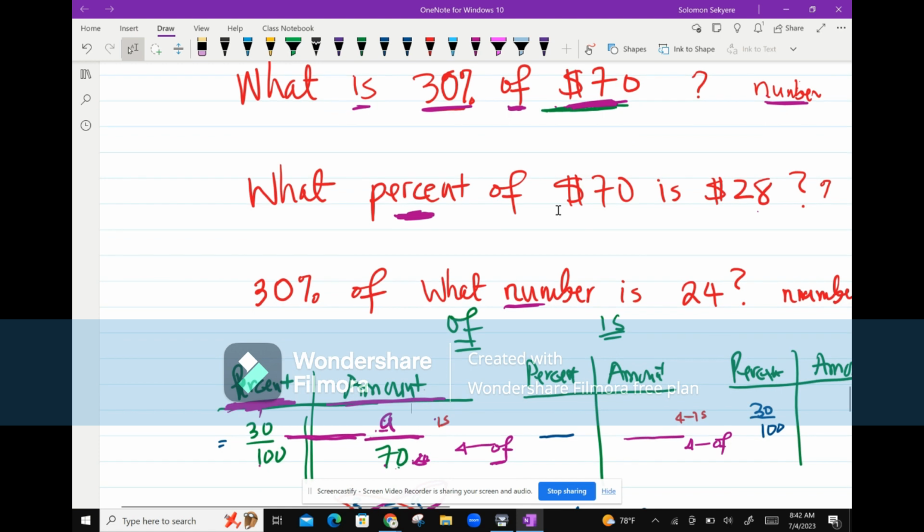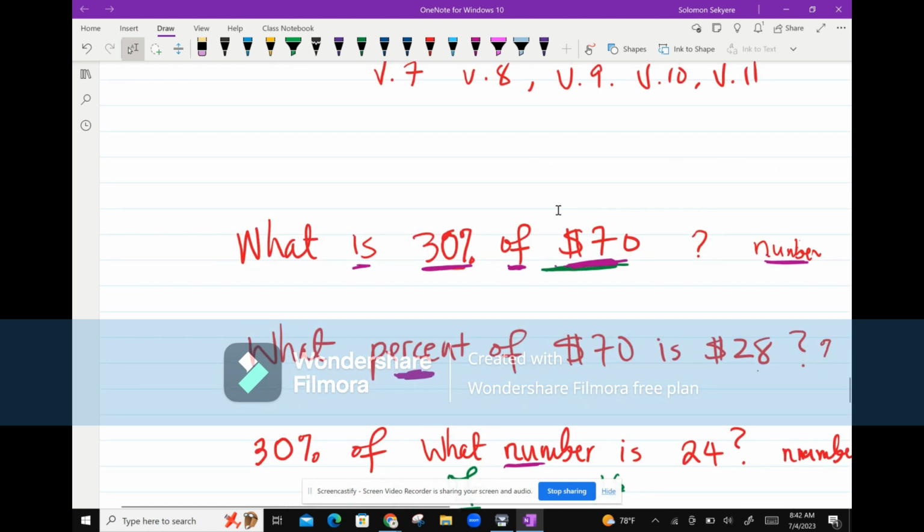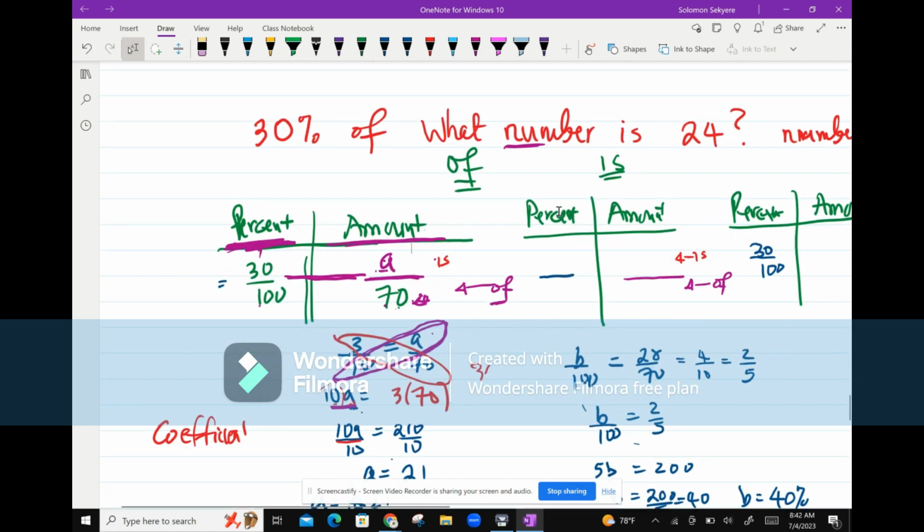Okay, can you fill the table? Try filling the table and see. Choose a variable to represent percent, and then come and check the table. See if you put them right. Okay. All right, let's go to the table.